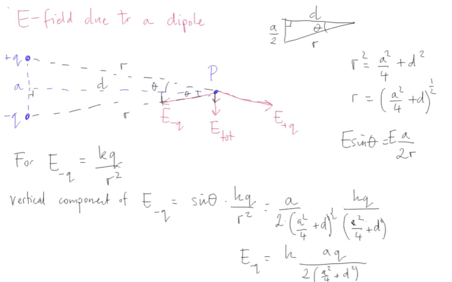Something to the power 1 multiplied by something to the power half is something to the power 3/2. And the resultant here is going to be twice this, because this is only due to one of the charges. So the total electric field strength due to the dipole is going to be K times aQ over (a squared upon 4 plus d squared) to the power 3/2.